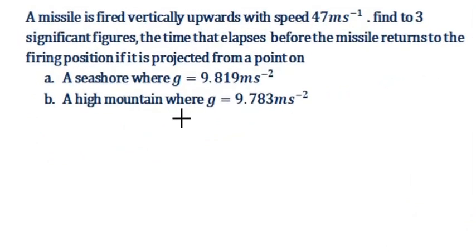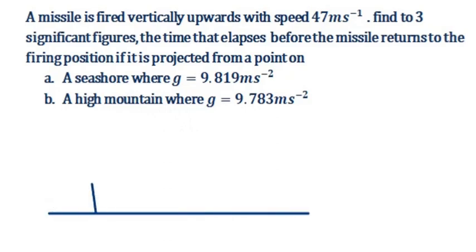A missile is fired vertically upwards with speed 47 meters per second. Now they need us to find, to three significant figures, the time that elapses before the missile returns to the firing position if the missile is projected from two different positions, that is at the seashore and at the mountain. So we start by having a sketch.